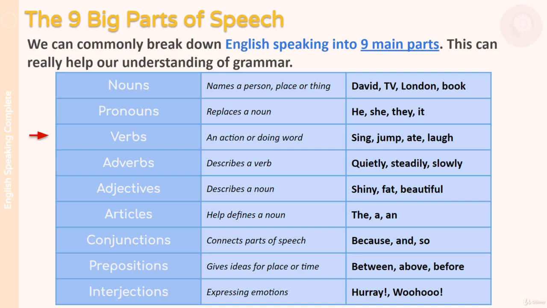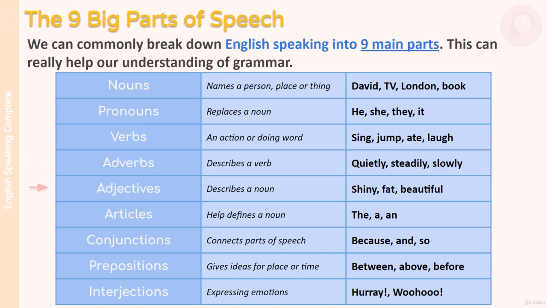And we'll be going into verbs in more detail in this video, as well as upcoming Mastering the Basics videos as well. Here's some examples. Sing, jump, ate, laugh. As you may know, the verb can also tell us when it happened. Past tense, present tense, or future tense. Now we have adverbs. Now adverbs generally describe the verb in a variety of ways. Quietly, steadily, slowly.